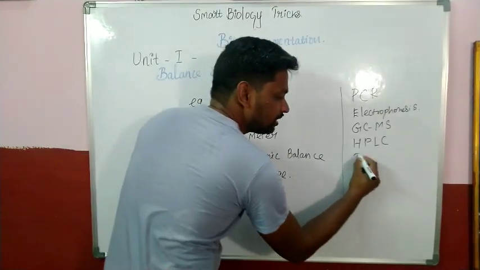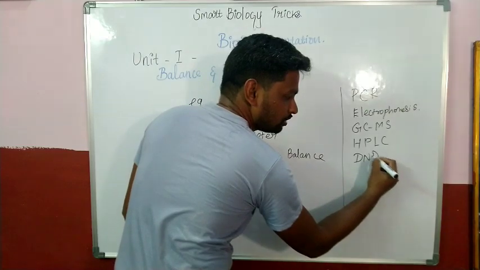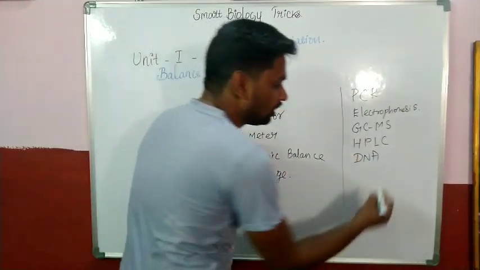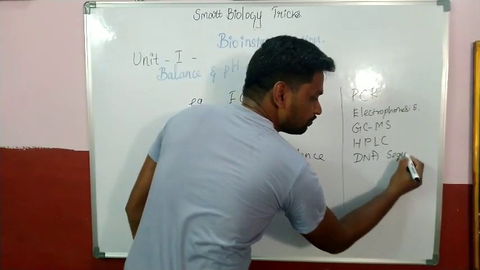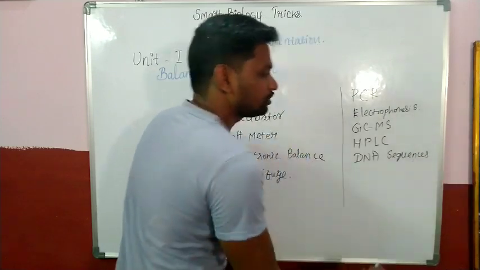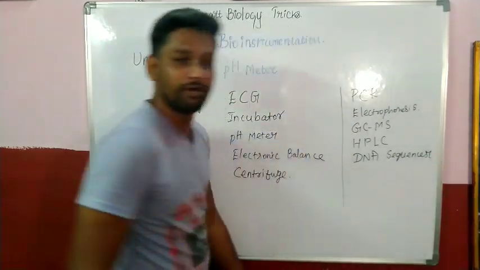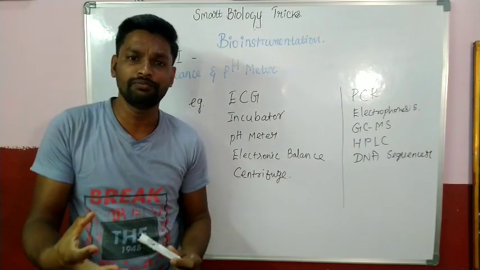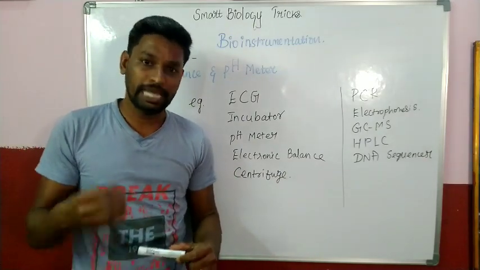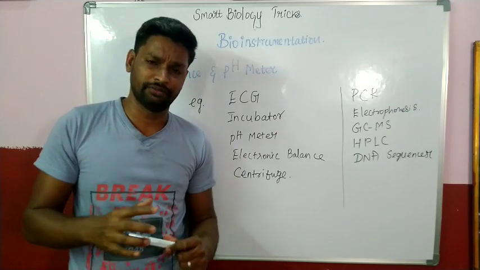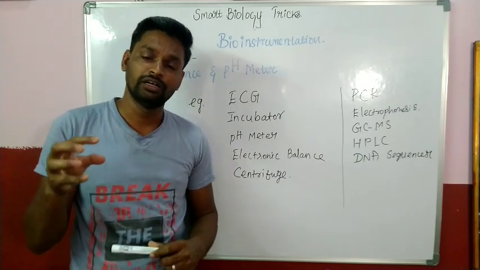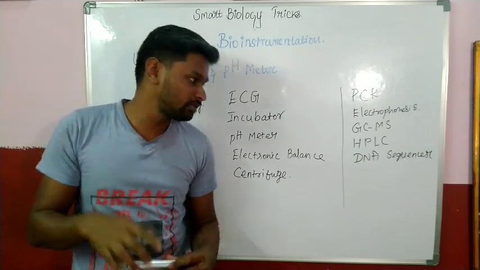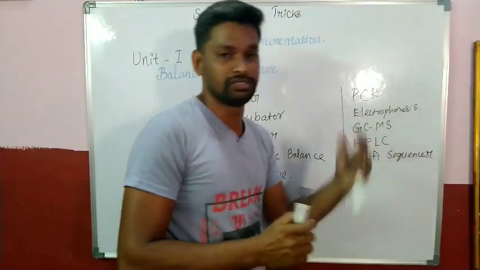And also the DNA sequencer. As biotechnology students, you might know about the DNA sequencer. This instrument is used for sequencing your DNA sample. If you are isolating a new DNA from any biological sample, that DNA should be identified, and the gene sequence should be identified. For that we are using a DNA sequencer.